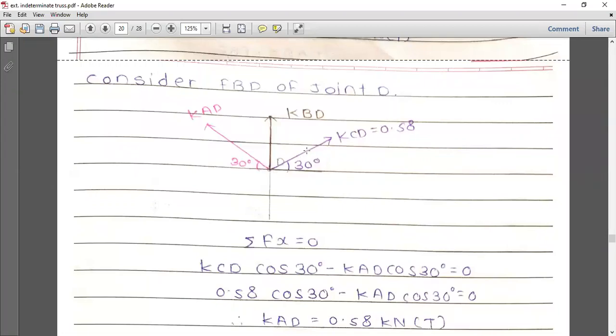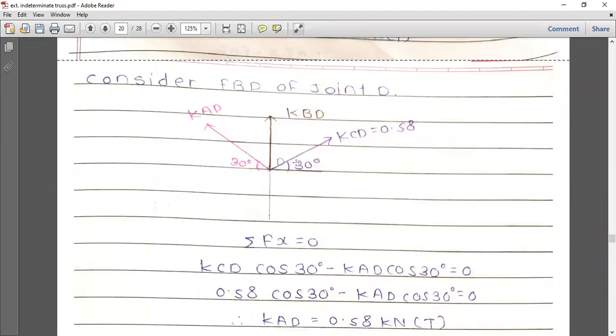So here we have shown the arrow away from the joint. We don't know the nature of the force in members AD and BD, and both we have assumed as tensile. That's why this arrow is away from the joint. Now apply summation Fx equal to 0 to this diagram. While applying summation Fx equal to 0, you have to consider the forces going towards right as positive, and forces going towards left as negative.